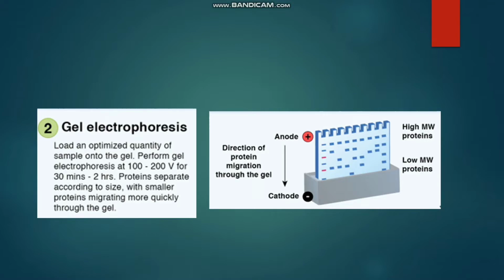Second step, gel electrophoresis. After getting cell lysates, we need to do gel electrophoresis for the protein separation. So load an optimized quantity of sample onto the gel. Perform gel electrophoresis at 100 to 200 volt for 30 minutes to 2 hours. Proteins will get separated according to its size, with smaller proteins migrating more quickly through the gel.